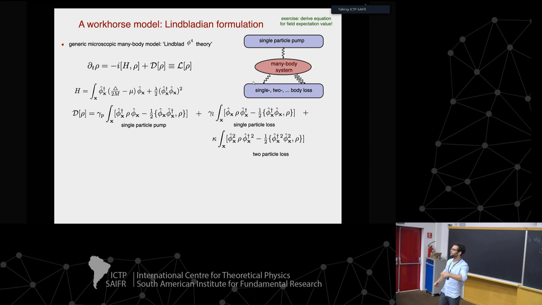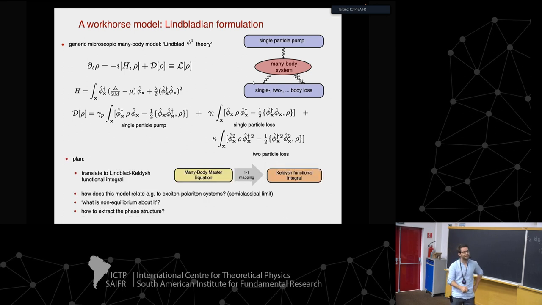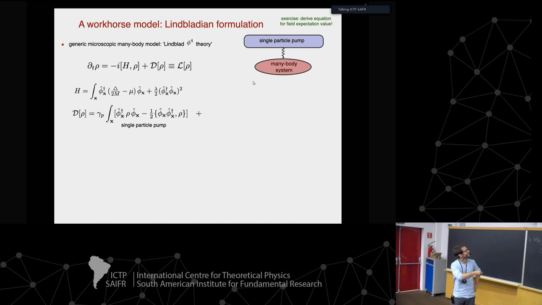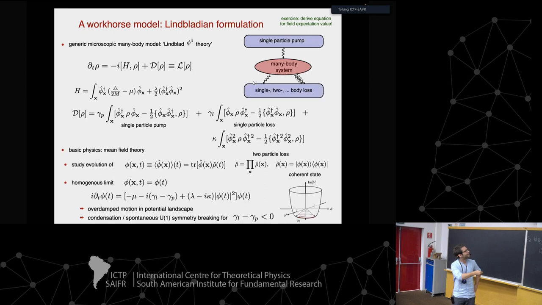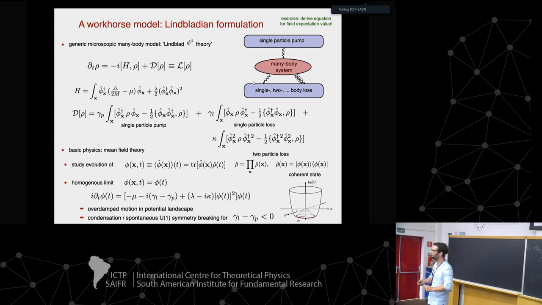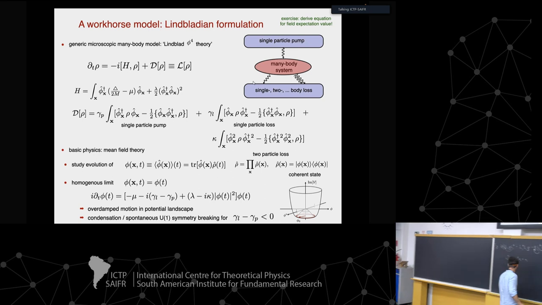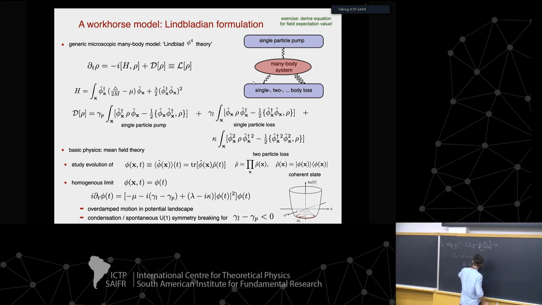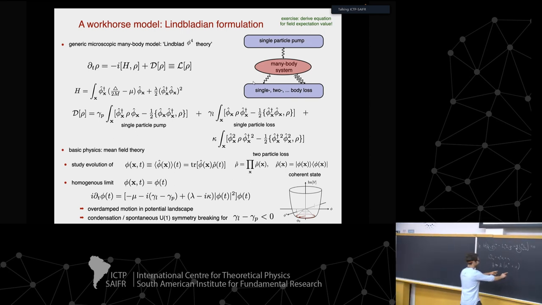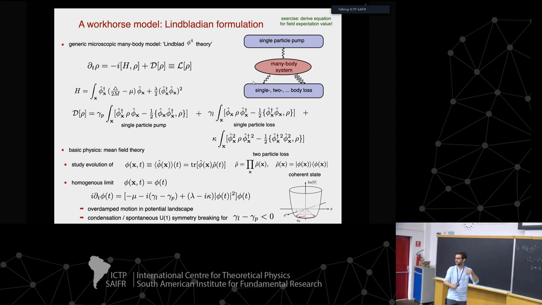Question: here you're considering an incoherent pump, not a coherent one? Right, not a coherent pump. The reason is that in this problem I want to think about condensation in the sense of spontaneous symmetry breaking. A coherent pump, which is what this person is talking about, would mean adding something like an A plus A dagger term into the Hamiltonian. That would mean you cannot rotate the phase of these operators without changing the Hamiltonian. This U1 phase rotation symmetry is present for all the other terms, including this incoherent pump term.